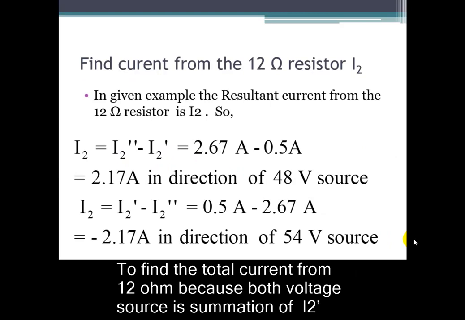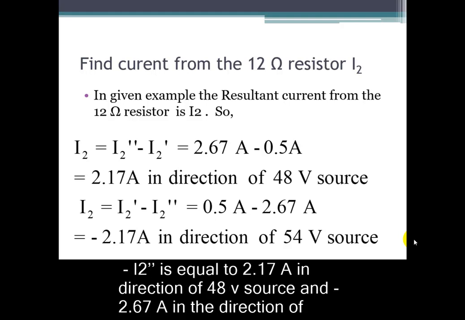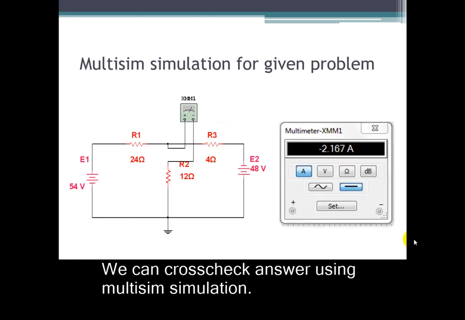To find the total current through the 12 ohm resistor, since the voltage sources are summed, the total is the summation of I2 dash and I2 double dash, but they flow in different directions. That's why, according to KCL, I2 is equal to I2 dash minus I2 double dash, which is equal to 2.17 ampere in the direction of the 48 volt source, and minus 2.67 ampere in the direction of the 54 volt source. We can cross-check the answer using Multisim simulation.